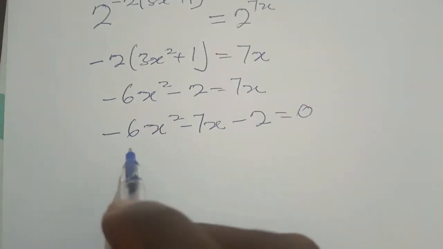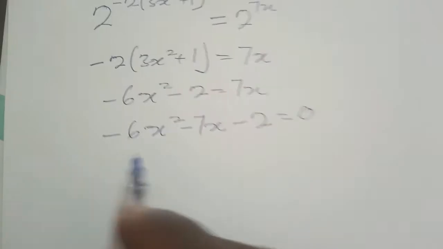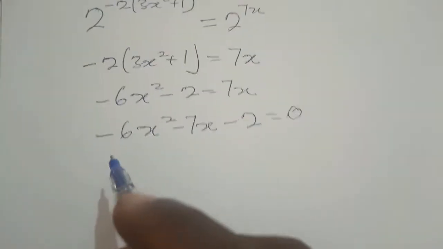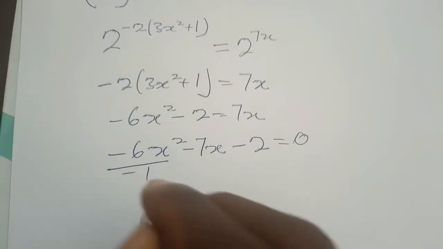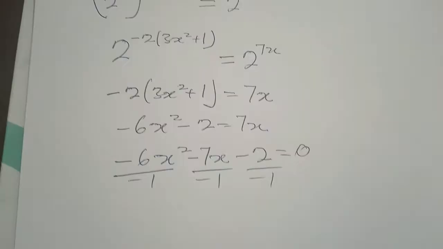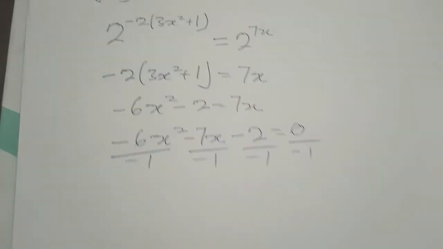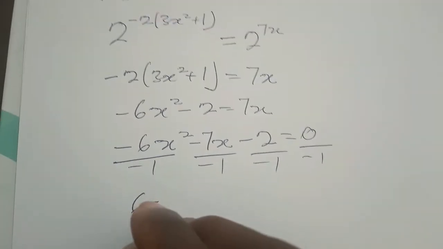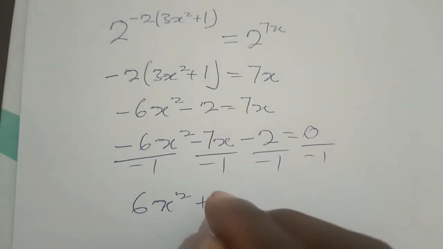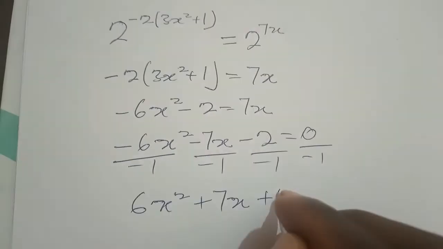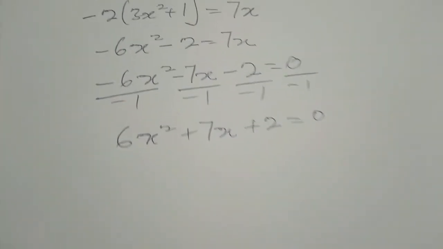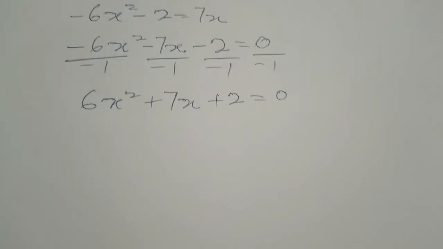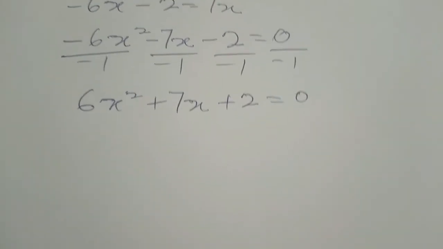I am not comfortable with negative here, negative here, negative here, especially negative with the first term, which is the x² term. So I am going to divide through by -1, over -1, over -1, even here over -1, and this will give me 6x² + 7x + 2 = 0. And we are going to factorize because we have our quadratic equation the way we want it now.